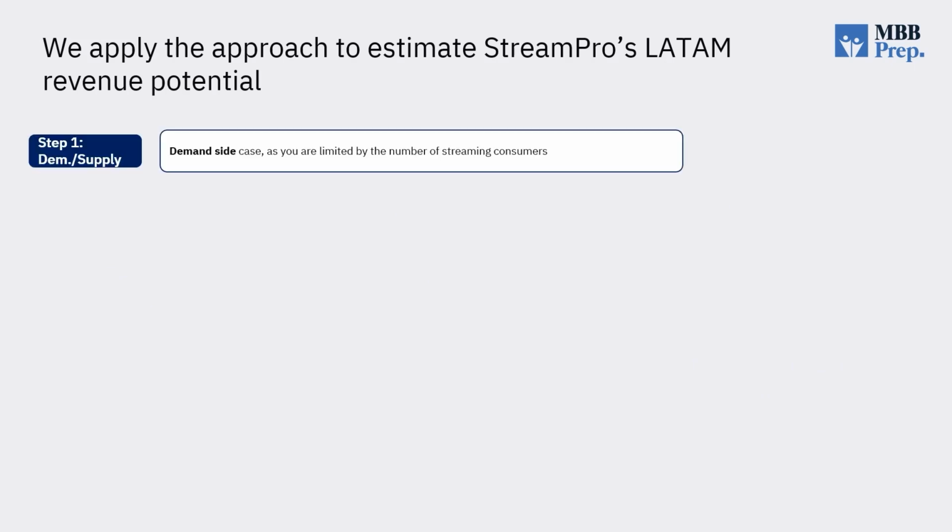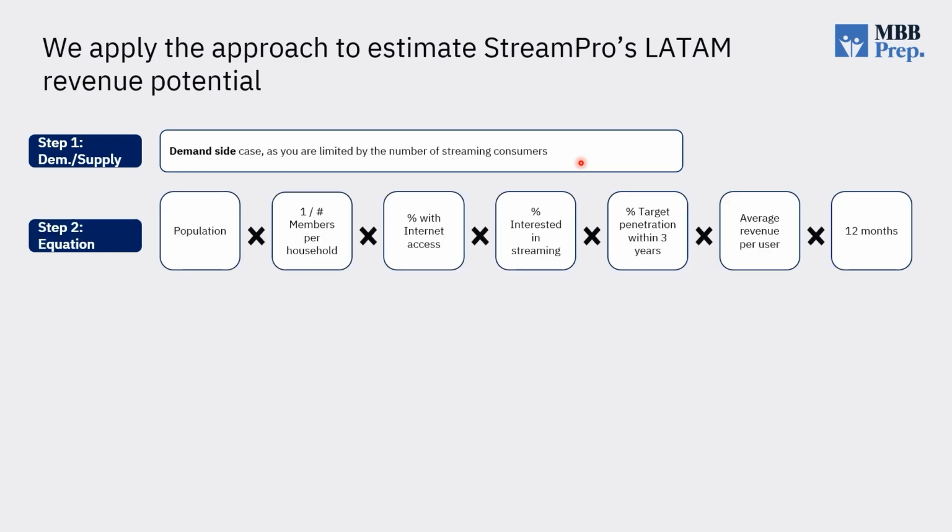sizing approach. First, we try to assess whether we will employ a demand side approach or a supply side approach, right? Here, I think a demand side approach makes more sense because the limiting factor is the number of consumers interested in streaming service, right? So therefore, it's more appropriate to take a demand side estimation approach. After deciding whether to apply a demand side or supply side, then we move on to setting up the equation, right?